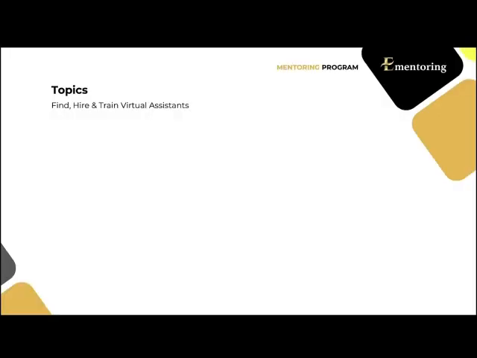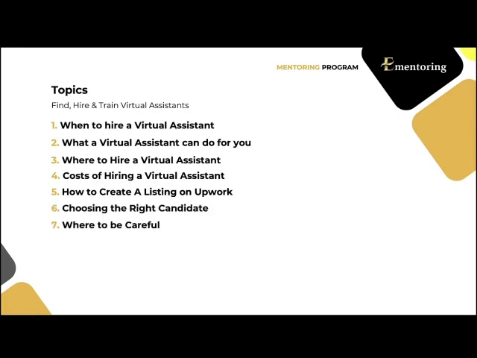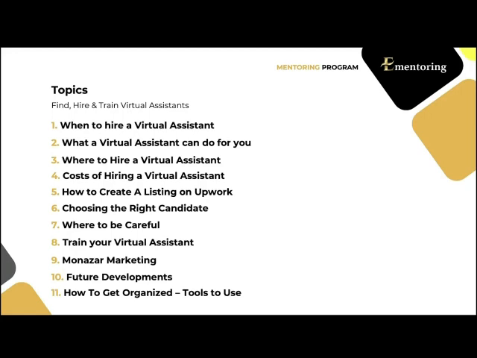So the main thing that is going to be covered during this section is going to be how to find, hire, and train virtual assistants. And those topics are going to be structured as follows. We're going to start by discussing when to hire a virtual assistant, then what a virtual assistant can do for you, where to hire a virtual assistant, the costs of hiring a virtual assistant, how to create a listing on Upwork, choosing the right candidate for the job, where to be careful while hiring virtual assistants, then how to train your virtual assistant, then I'm going to talk about Amazon marketing, future developments, and at the end, how to get organized, like which tools you should use to get organized with your work.